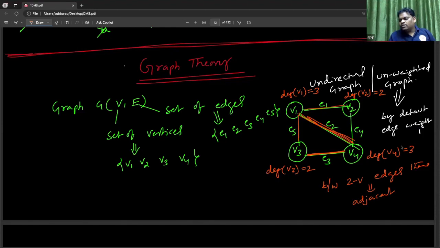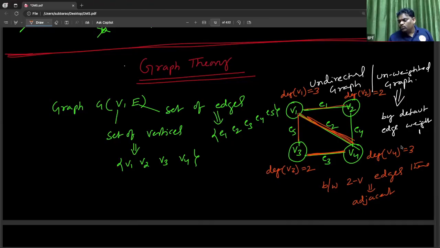Right? For a particular vertex, how many people are adjacent? What is the meaning of adjacent? Between two people, if there is an edge, then I can say those two are adjacent. Then for V1, how many people are adjacent? 3 people. So the degree of V1 is 3.